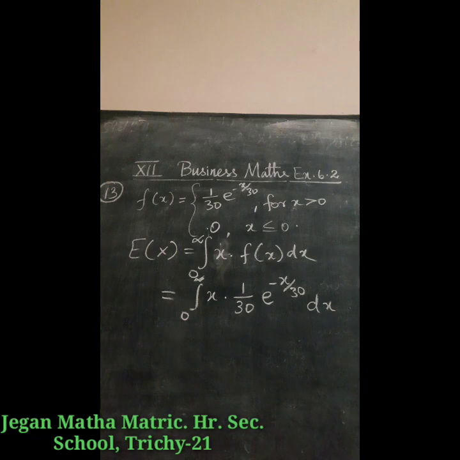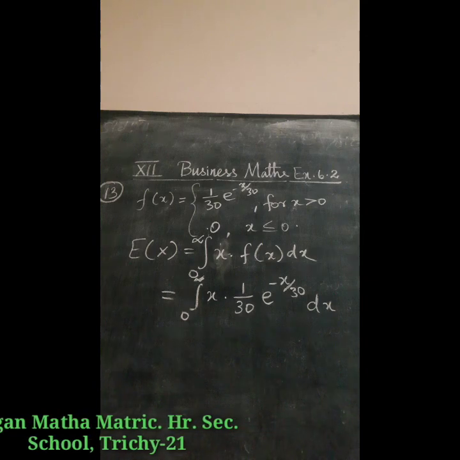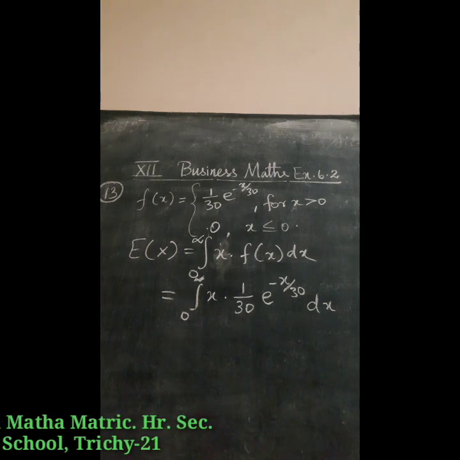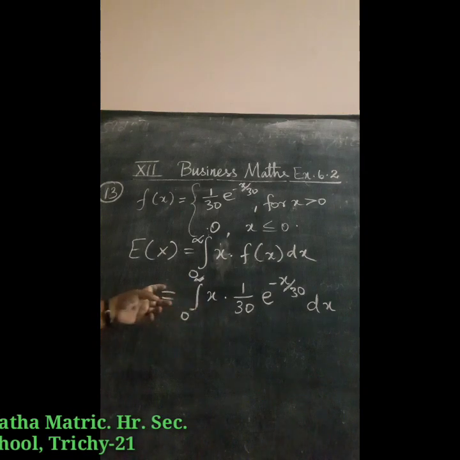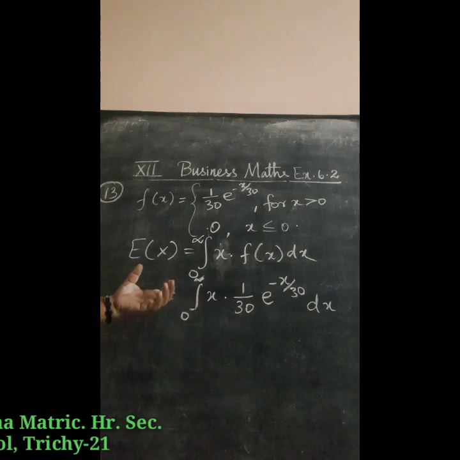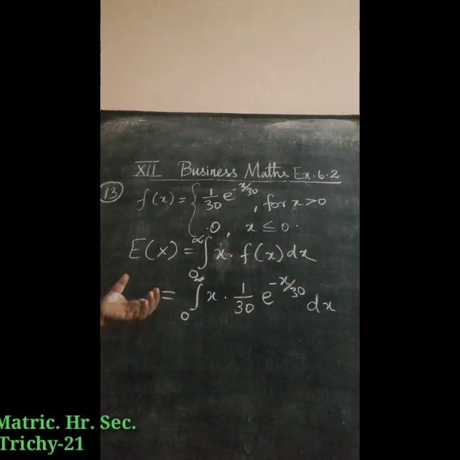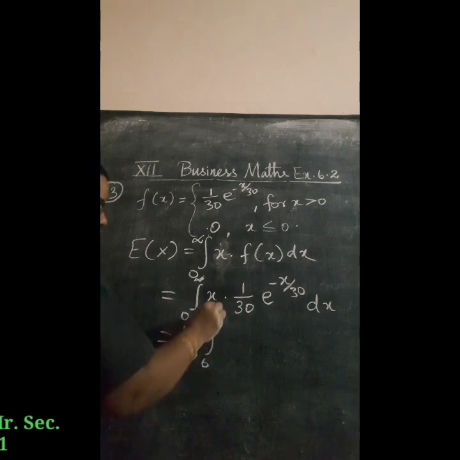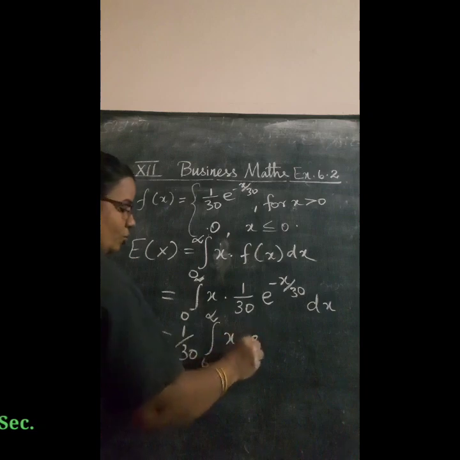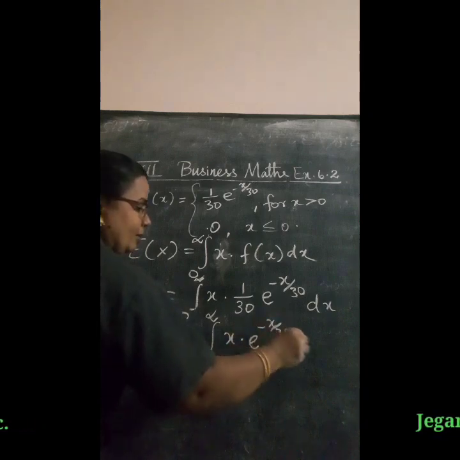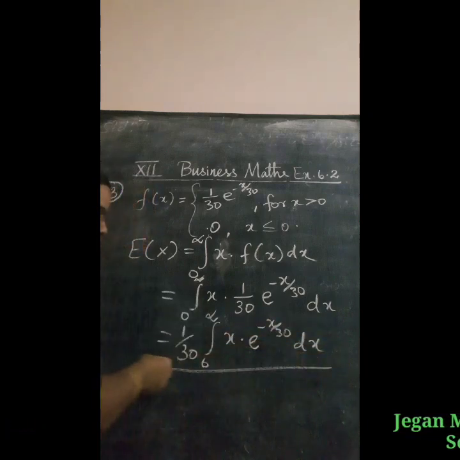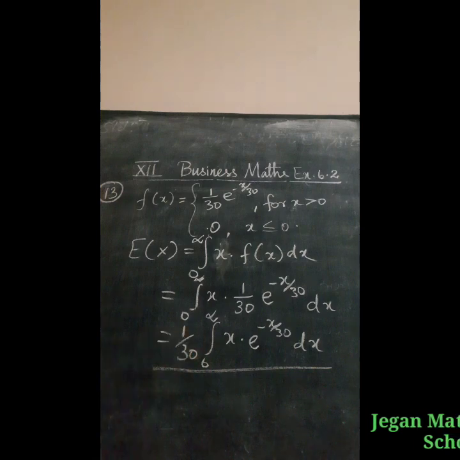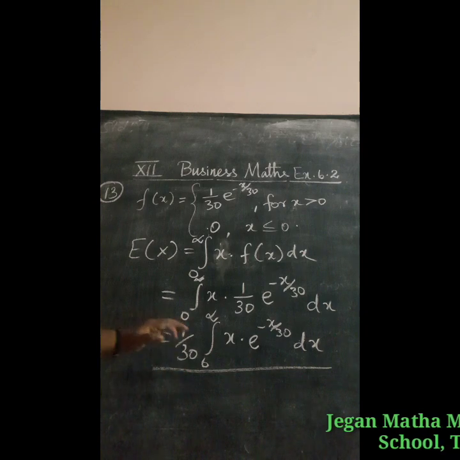So let us find out how to integrate this one. We will get, 1 by 30 is the constant term, so take it outside, and then 1 by 30 integral 0 to infinity of x into e power minus x by 30 into dx. Now we have to integrate this one. We have to use one more formula. How to find out the integral?